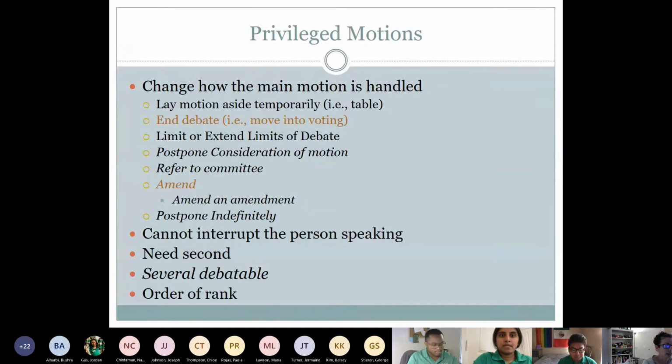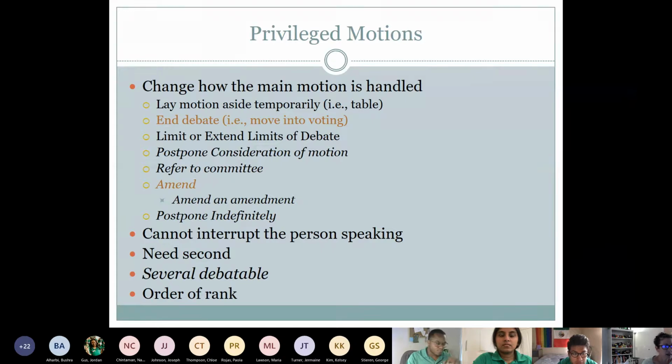The next one is end debate. Say you're in a Senate meeting and you think, okay, we've debated enough, or it's getting repetitive, and you're basically ready to vote. You think everybody should be ready to vote. So you would then move to vote. That's what that motion is.